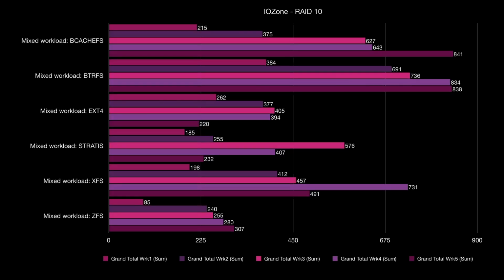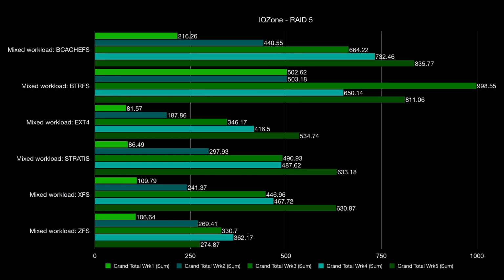Those all look pretty good for Bcache and ButterFS, and then a little bit slower for EXT and Stratus. XFS is a little bit off the mark, but it's within the ballpark. It's doing okay. It's just not as okay as the first two. ZFS is still suffering a heart attack. So yeah, not sure what is going on with that.